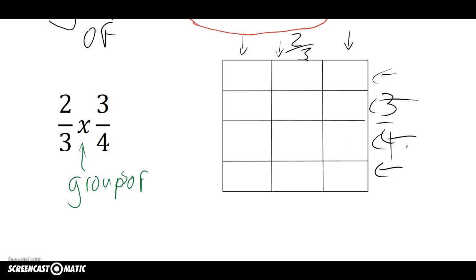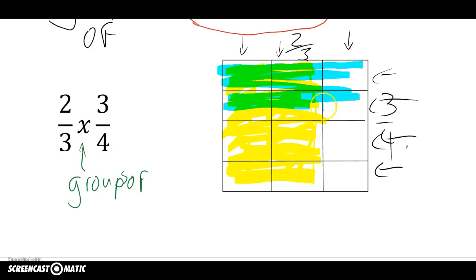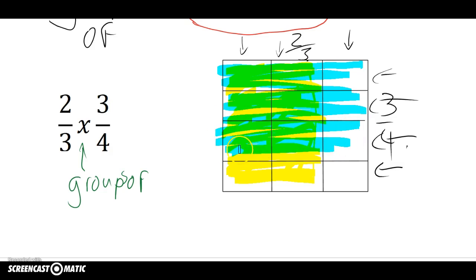Okay, so I'm just going to highlight my 2/3. So this whole thing is 2/3. I'm highlighting all of this. All of this is 2/3 right here. Okay, good. Now I'm going to highlight my 3/4 in a different color. I'm going to use blue again. And all of this is going to be my 3/4. It's 3 of the 4 pieces that I've made in this rectangle, all the way down to here.